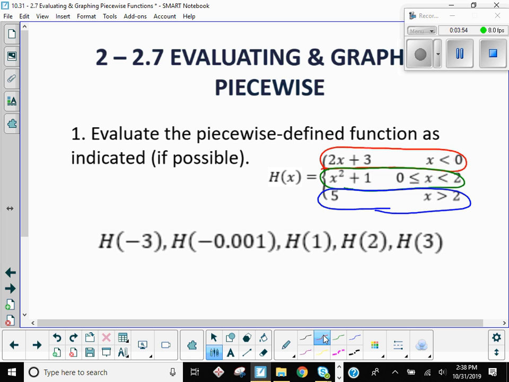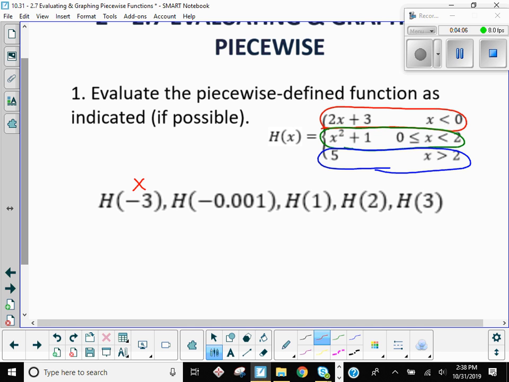And then we've got 5 problems that it's asking us to find. H of negative 3, h of negative 0.001, etc. So we're going to start with h of negative 3. And here's how you do this. This is an x value, right? X is negative 3. We have to figure out which piece of the graph that belongs to. So we go look at the domain restrictions over here. And we have to figure out which one of these does negative 3 belong to.